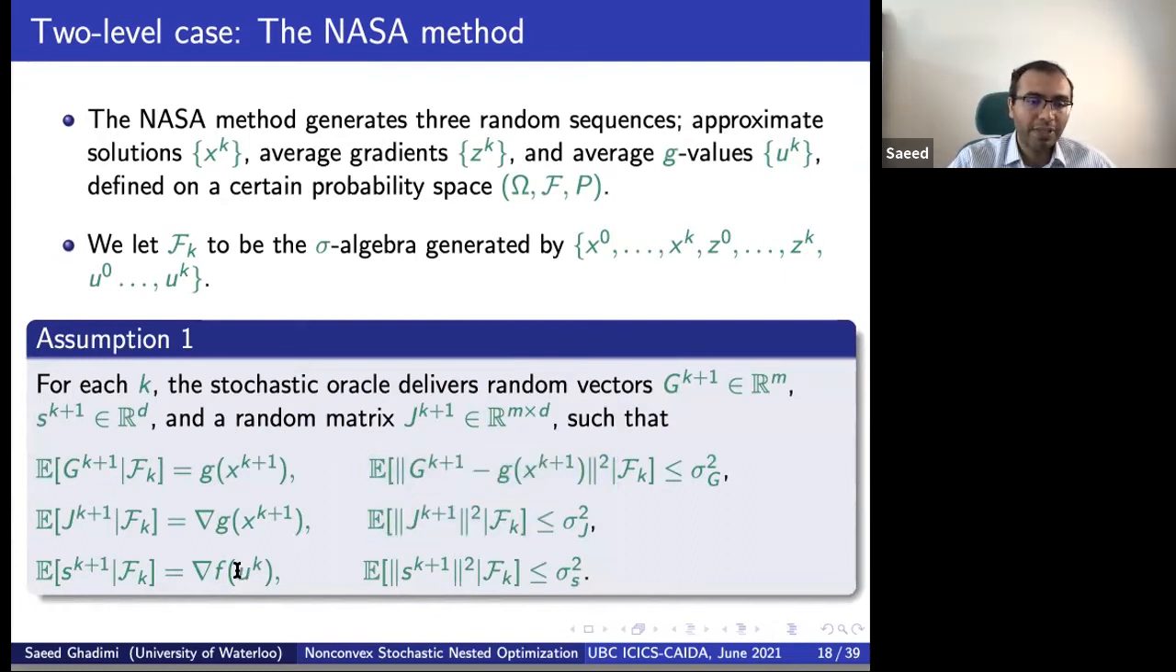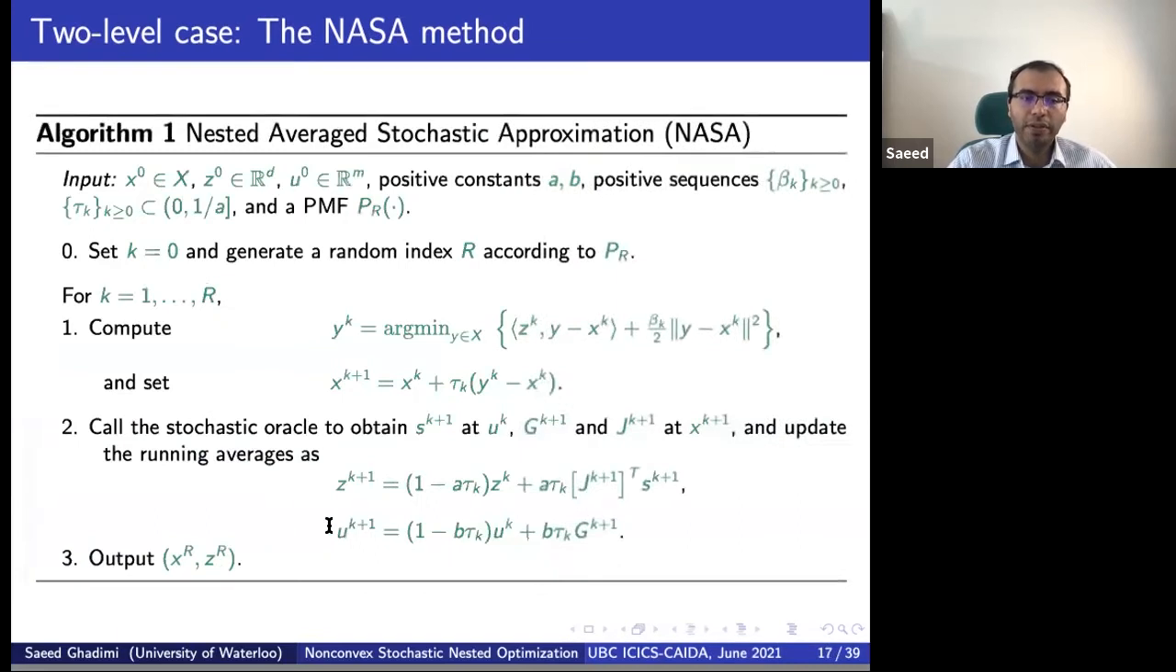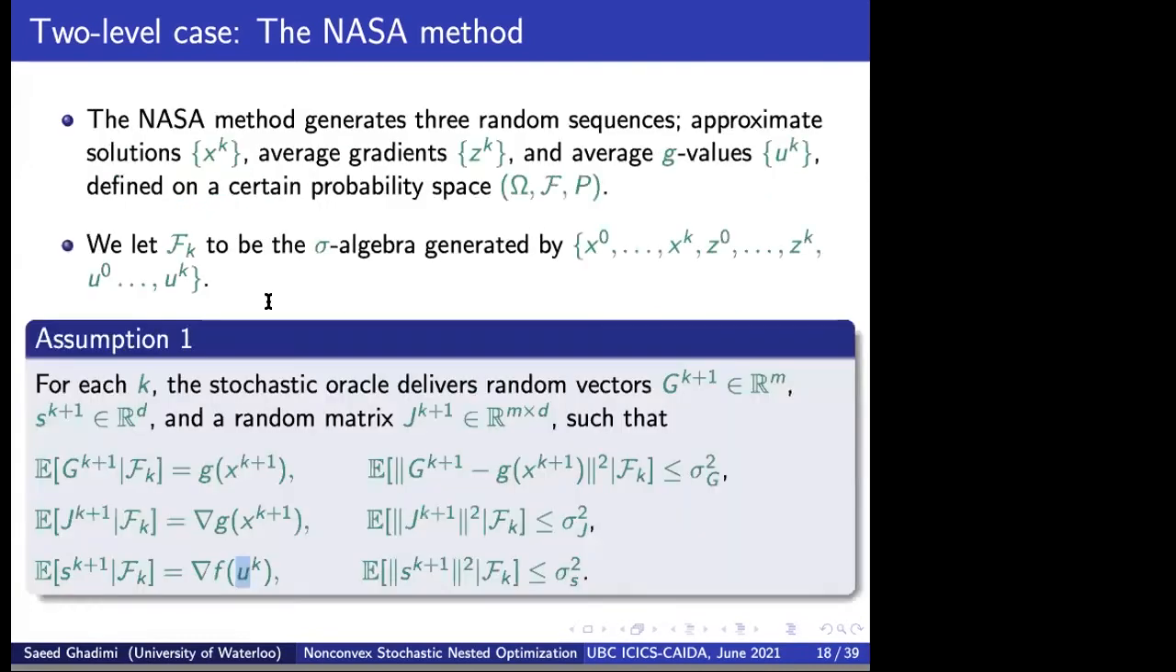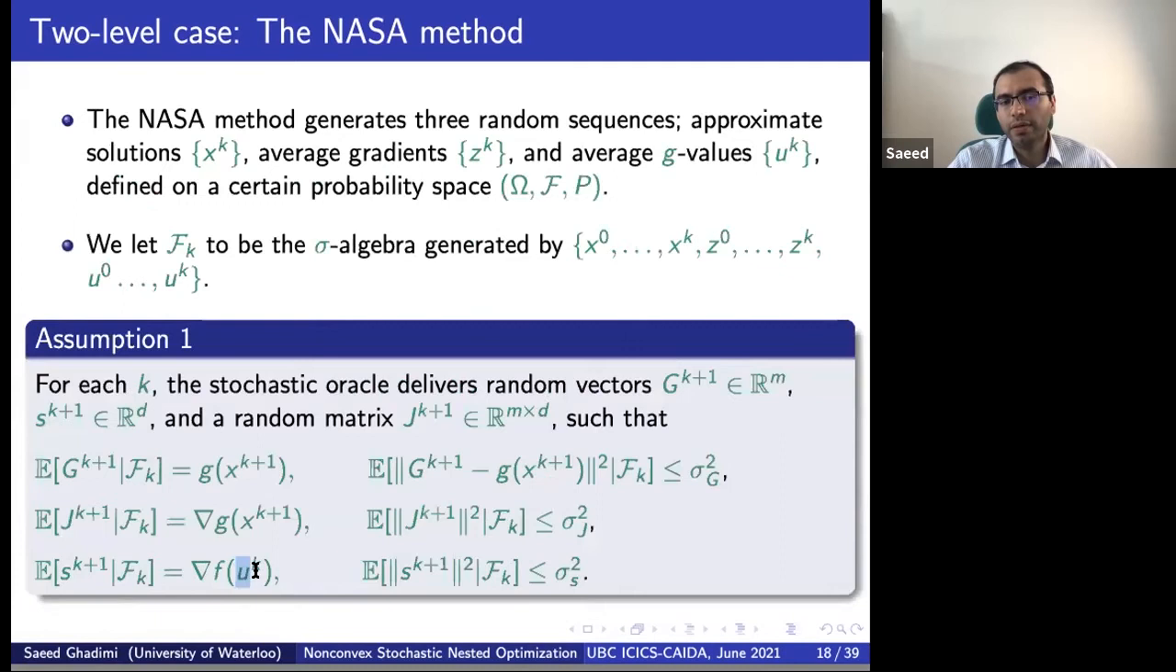The point here is, as you can see, this is not g of x_{k+1}, it's u_k, because we don't know the exact value of g. So we just estimate the value of g with u_k, as we had here. So this u_k is an estimation for the value of g, and at each iteration, we just calculate the gradient of f at u_k. This is one of the main difficulties for the nested structure, because if you were able to calculate this at g, then you would have an unbiased estimator, and you could just apply gradient descent to solve the problem.